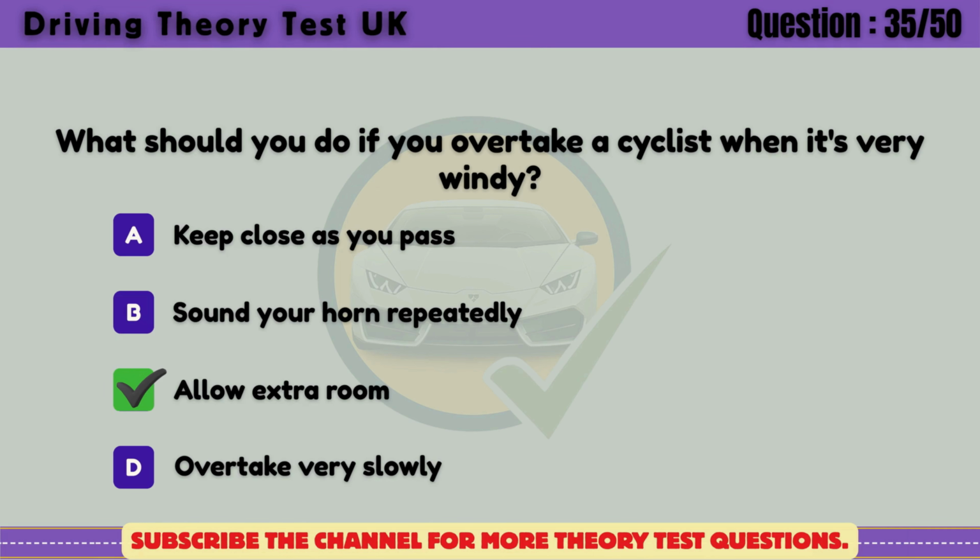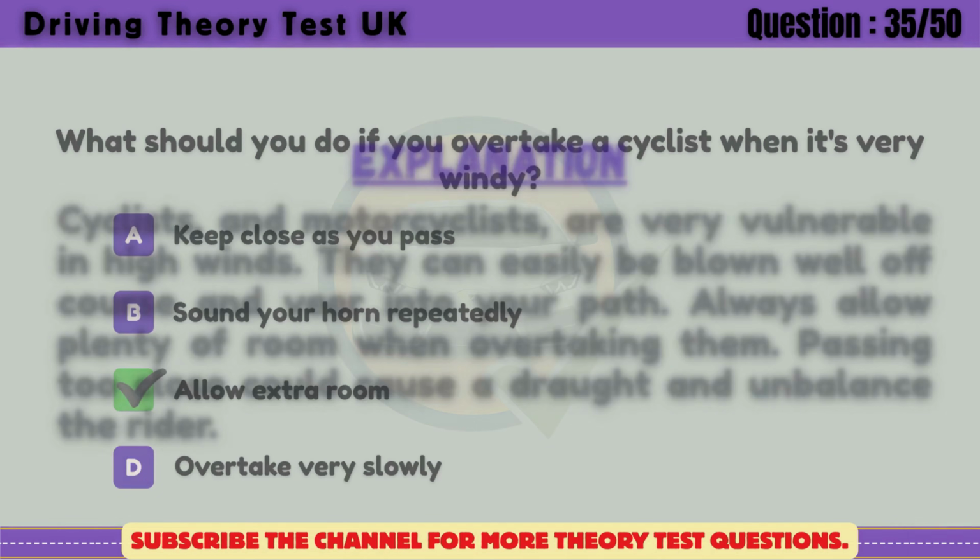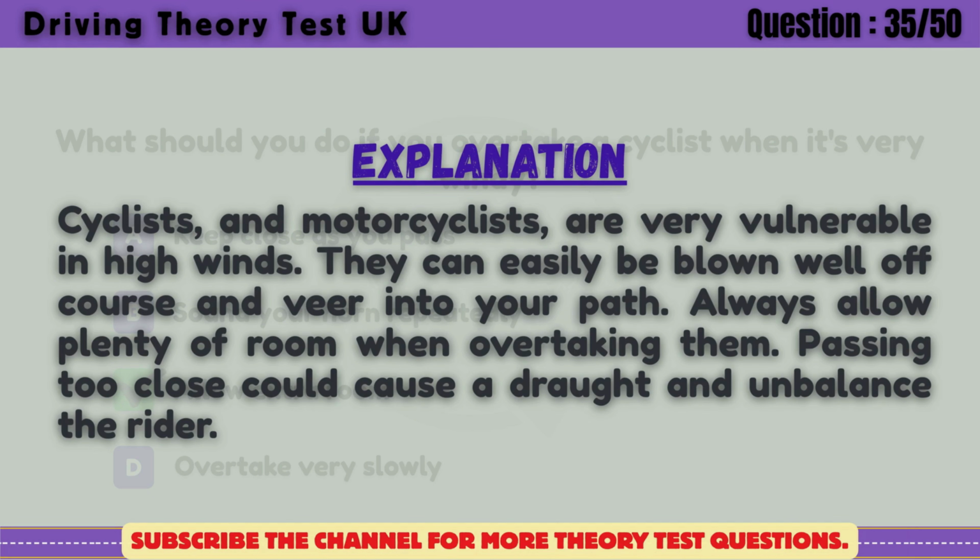Answer is C. Allow extra room. Cyclists and motorcyclists are very vulnerable in high winds. They can easily be blown well off course and veer into your path. Always allow plenty of room when overtaking them. Passing too close could cause a draft and unbalance the rider.